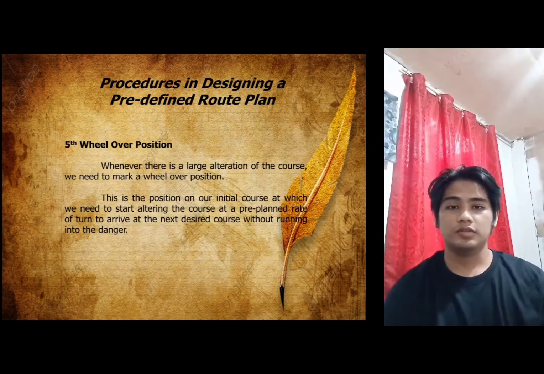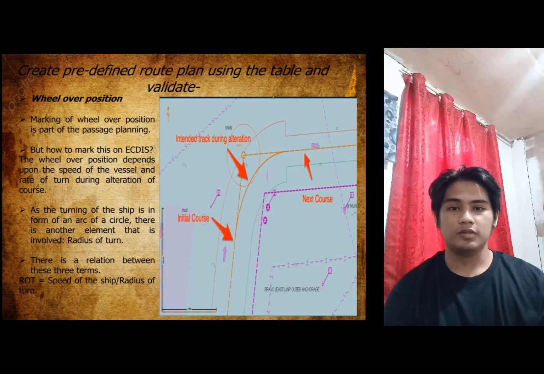Hi, I'm Alden Namawan. So the fifth procedure is wheel over position. Whenever there's a large alteration of the course, we need to mark a wheel over position. This is the position on our initial course at which we need to start altering the course at a pre-planned rate of turn, to arrive at the next desired course without turning into danger. Create predefined route plan using the table and validate wheel over position. Marking of wheel over position is part of the passage planning.